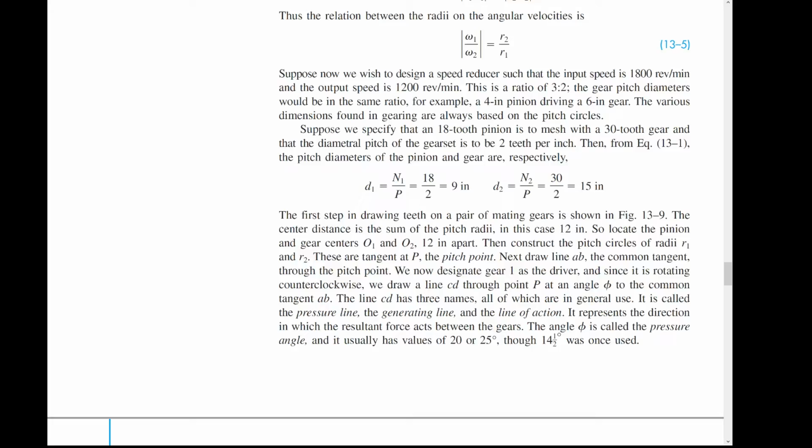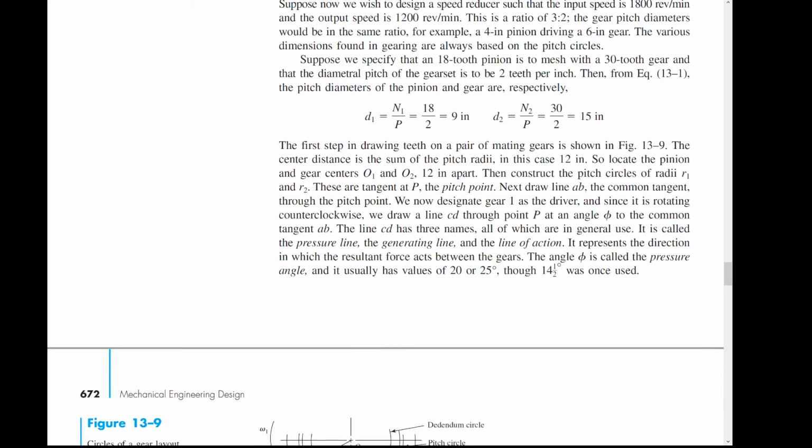The line CD has 3 names, all of which are in general use. It's called the pressure line, the generating line, and the line of action. It represents the direction in which the resultant force acts between the gears. The angle phi is called the pressure angle, and it usually has values of 20 or 25 degrees, or 14 and 1/2 degrees.